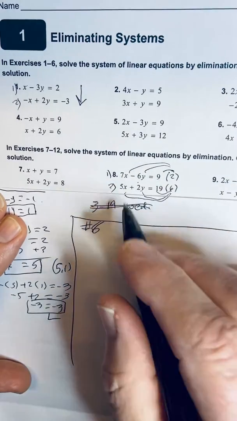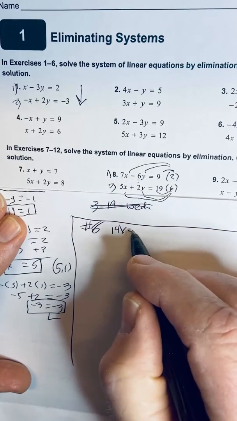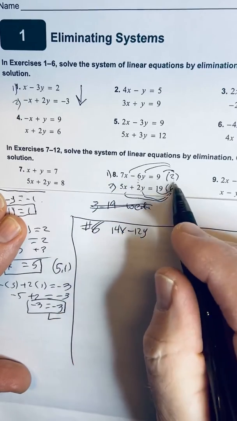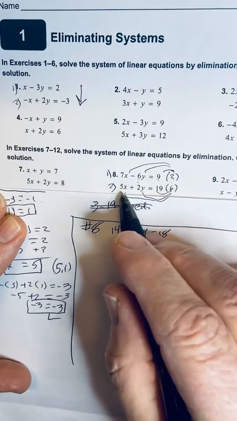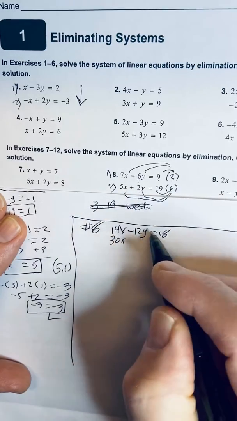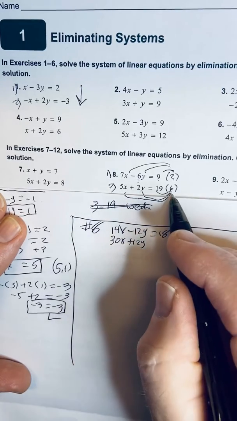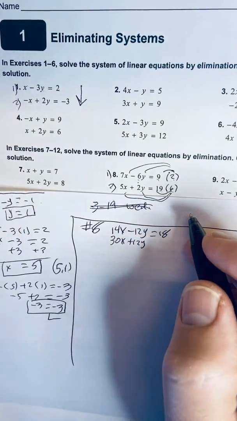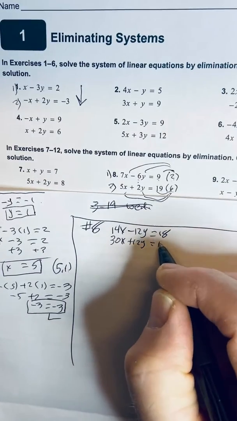And so 2 times 7 is going to be 14x. 2 times -6 is -12y. And 2 times 9 equals 18. And 6 times 5 is 30. 6 times 2 is a positive 12y. And 6 times 19, well, 6 times 20 is 120, so we're one short of that, equals 114.